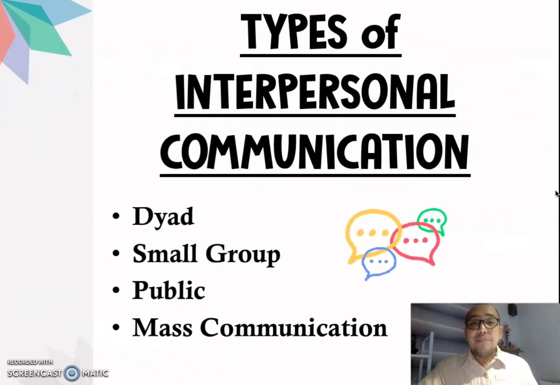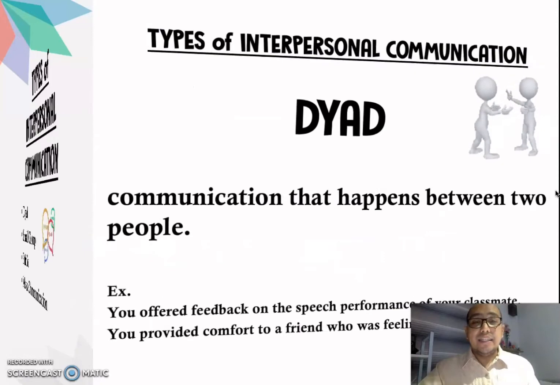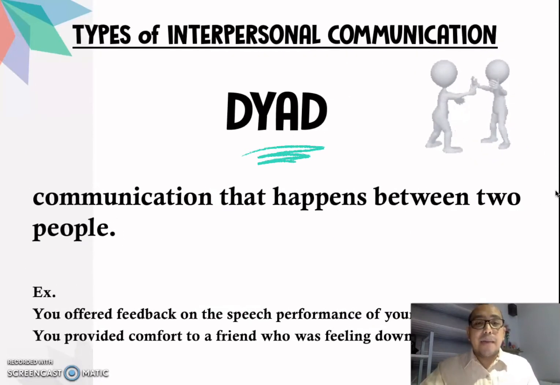What are the different types of interpersonal communication? There are actually four: the dyad, the small group, the public, and the mass communication. First is the dyad. It is a type of communication that happens between two people. Take note of that, two people.